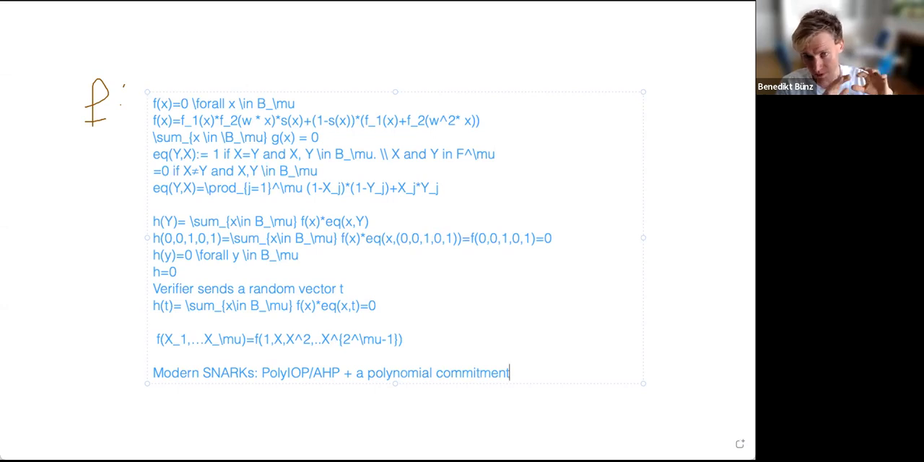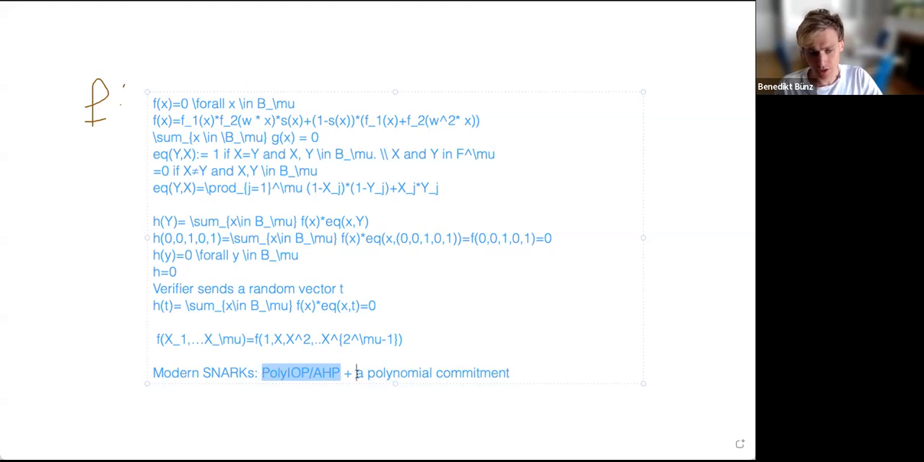I think it's really important and helpful to keep these two things apart, because you can essentially take any poly IOP and combine it with a suitable polynomial commitment scheme. By suitable, it just matters whether, say, I have a univariate poly IOP, then I can combine it with any univariate polynomial commitment scheme. And if I have a multivariate poly IOP, then I can combine it with any multivariate polynomial commitment scheme.